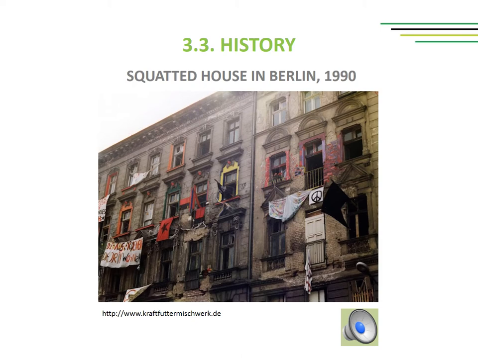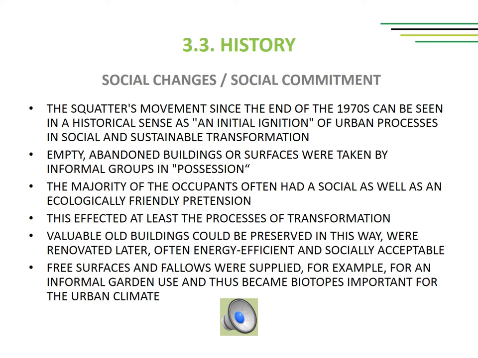Now from theory into practice. The squatters' movement since the end of the 1970s can be seen in a historical sense as an initial ignition of urban processes in social and sustainable transformation. Empty, abandoned buildings or surfaces were taken into possession by informal groups. The majority of the occupants often had a social as well as an ecologically friendly pretension. This affected at least the processes of transformation.